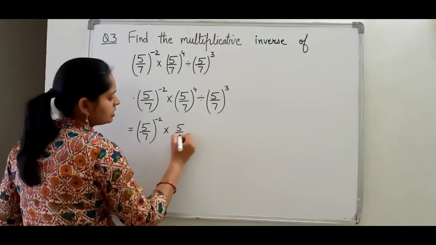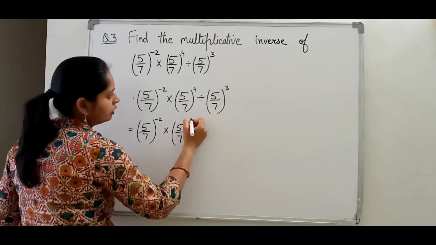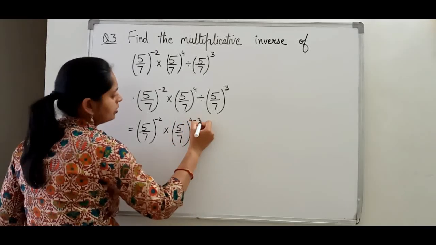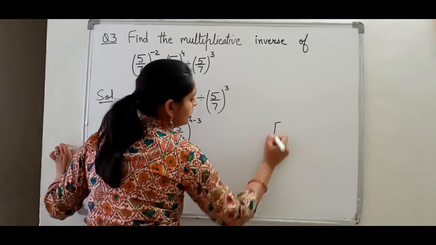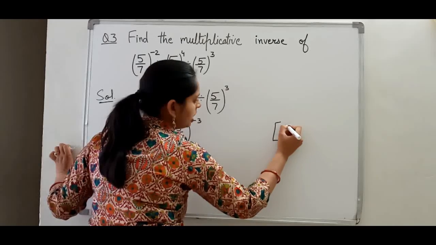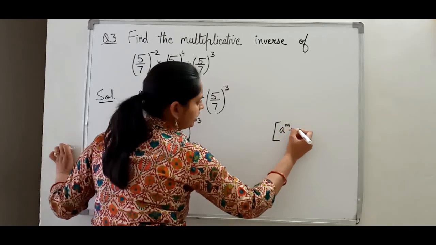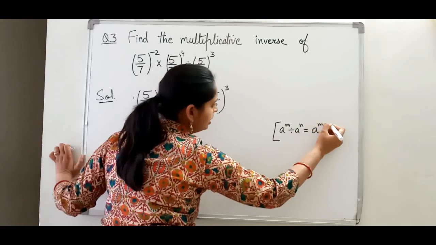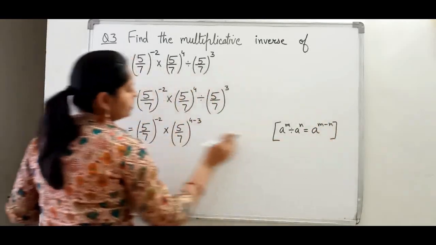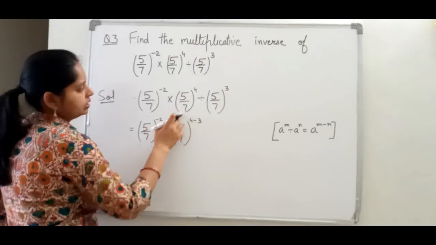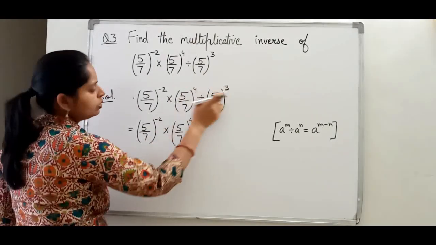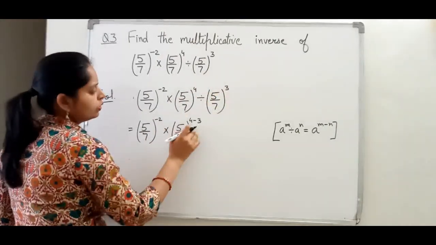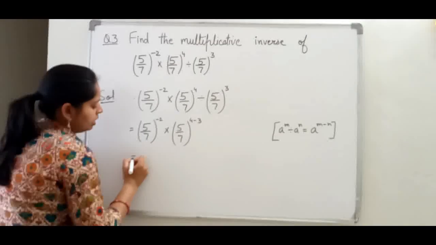So (5/7)^(4−3). Which law have we used? The law: a^m divided by a^n is equal to a^(m−n). What is a here? 5/7, and these are the powers, so the difference between these two, 4 minus 3. What will be the answer here?